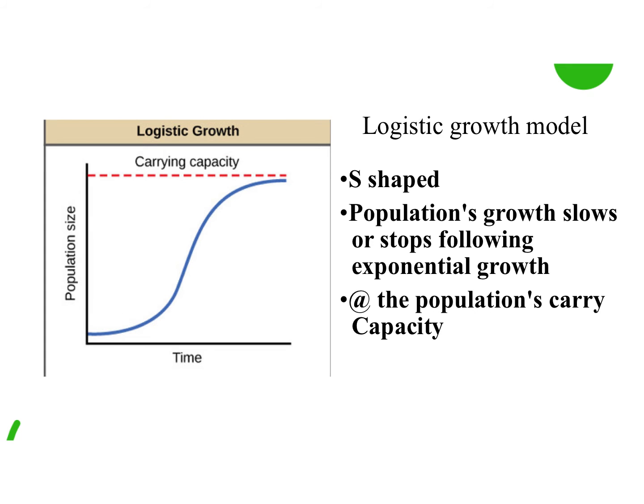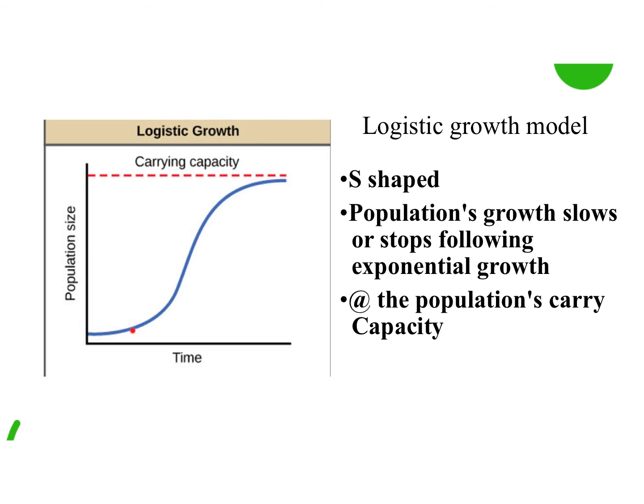Once that limiting factor is reached and the growth slows down, they enter the logistic growth model, which is shown in this graph. And this looks like an S shape. If you look at this line, do you see how that looks like an S? And so in the logistic growth model, the population's growth is going to slow or it'll end up stopping following that exponential growth.